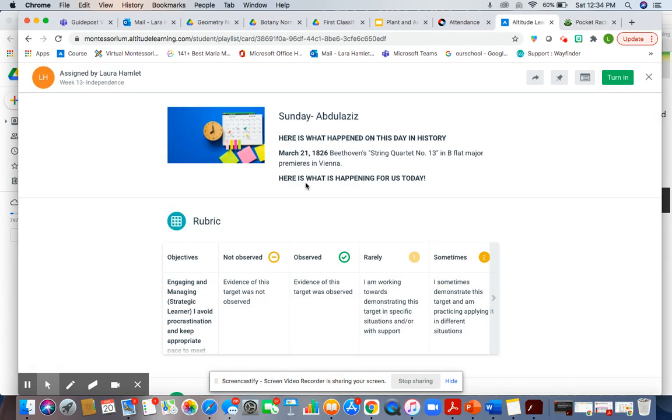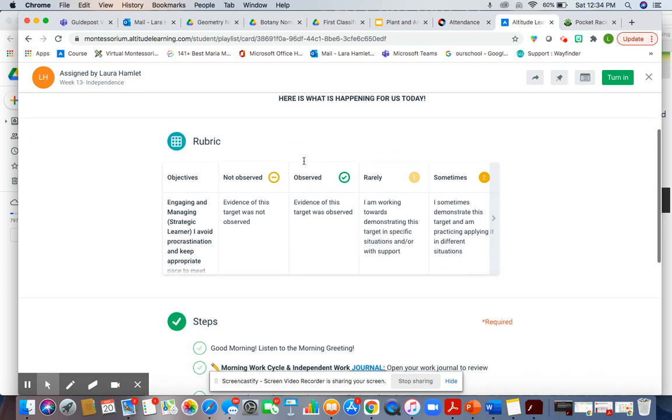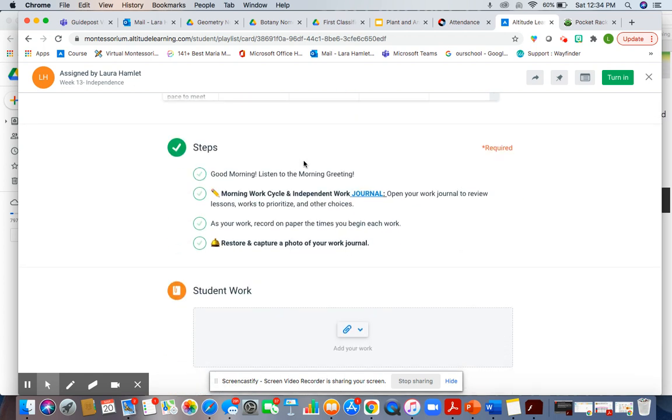When clicking on your Sunday schedule in Altitude, you'll see what happened today in history. Today, March 21st, 1826, Beethoven's String Quartet number 13 premiered in Vienna. That's what happened in 1826, but it's 2021. Let's see what we have happening today.